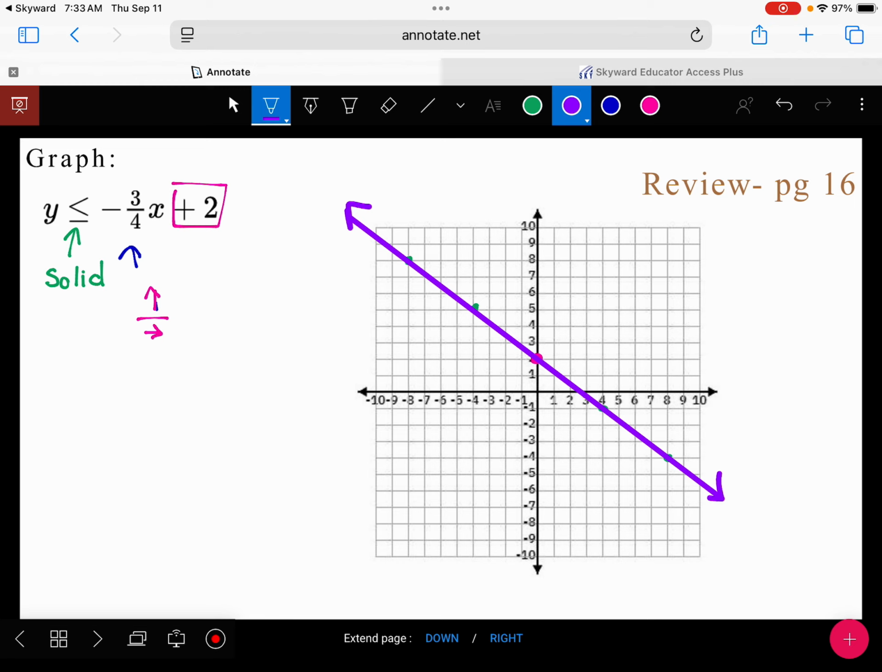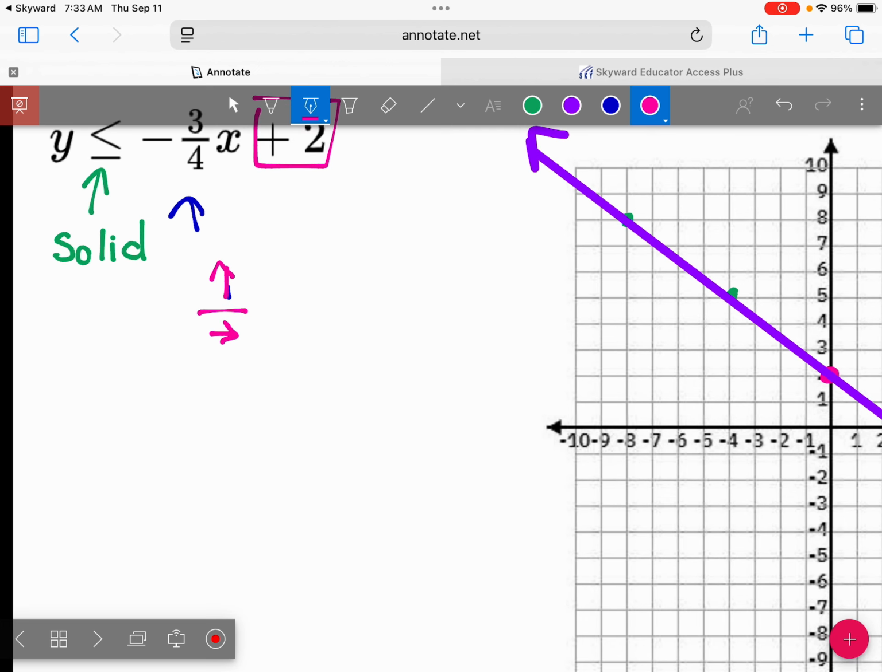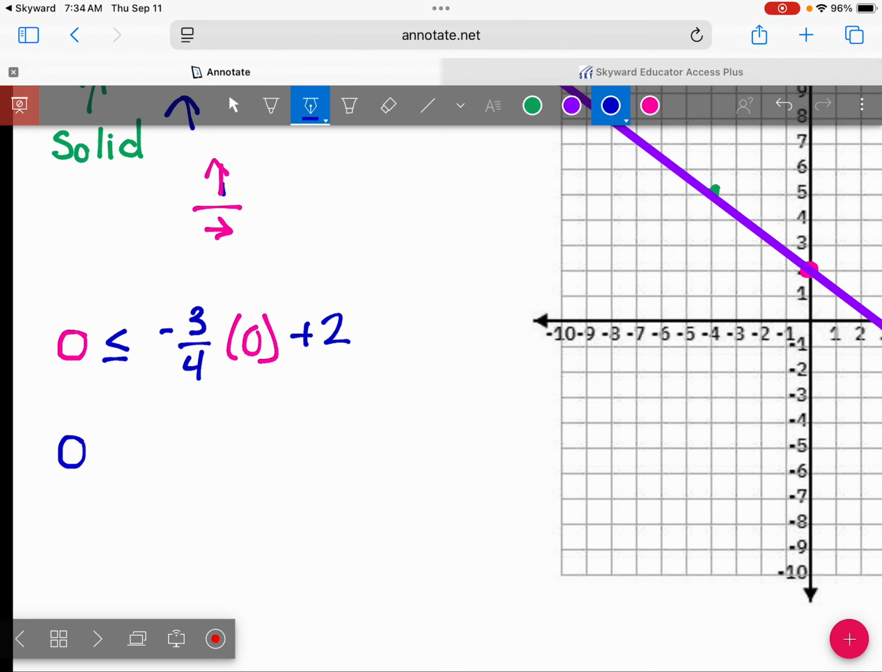So you can think about the fact that this is in slope-intercept form. Great, we love that. If it wasn't in slope-intercept form, we pick a point and we test it. You could always test a point, totally fine. We pick any point that's not on our line to see if that's going to make our inequality true. So since it's not on my line, I'm going to test 0, 0. And I want to know, if I substitute in 0, is this going to be true or not? So we want to know, is 0 less than or equal to negative 3/4 times 0, which is 0, plus 2? So is 0 less than or equal to 2?